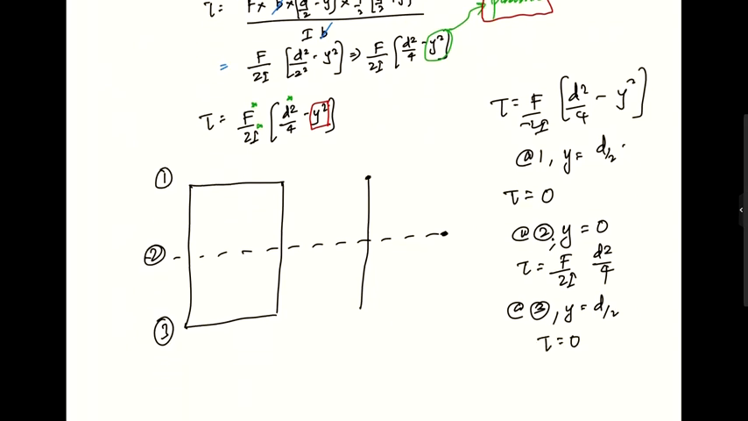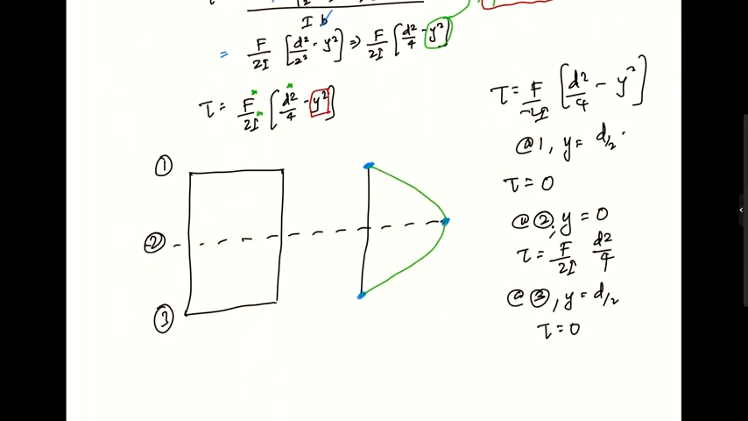So I got the value for tau here. If I take this as reference, this is 0, this is 0, and here I got F by 2I into d square by 4, isn't it? And I know the variation of this is parabolic, which means I need to connect it like this. This will be parabolic, isn't it? Have you understood this, students? And this is tau max.